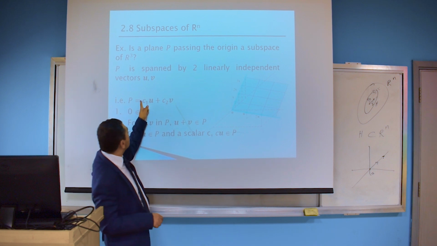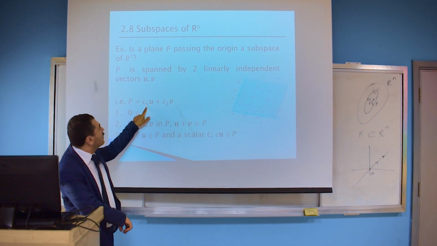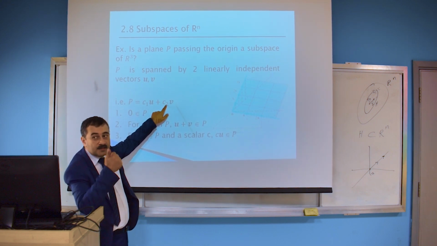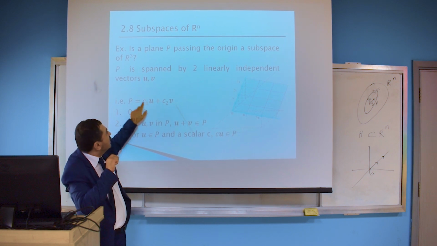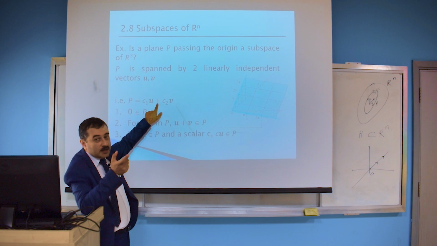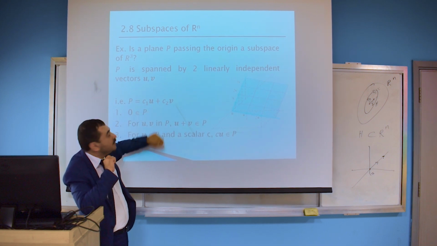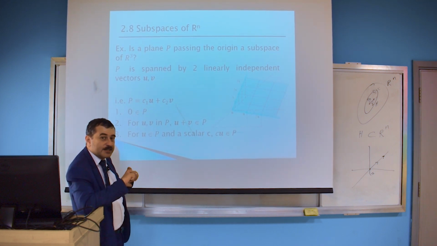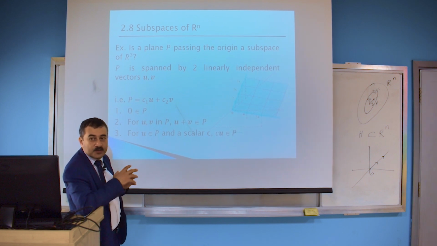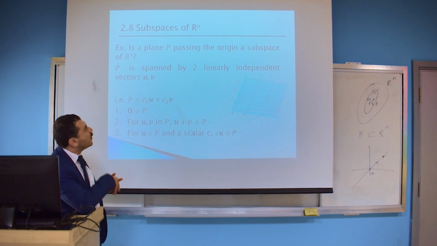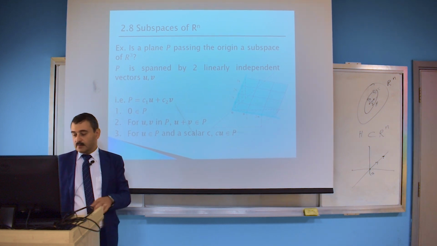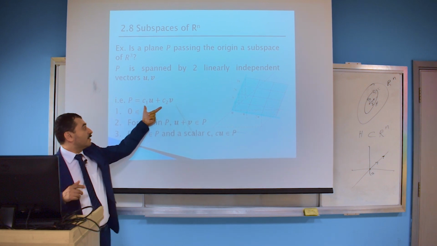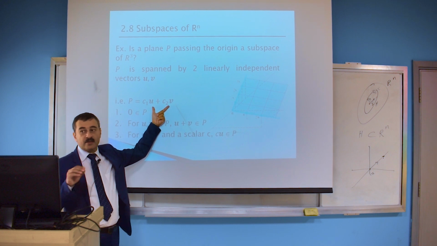Actually, if you look at this expression for the span, if you put c equal to 0, we guarantee that the 0 is in the plane. If you put c1 and c2 equal to 1, we guarantee that the sum is inside the plane. If you put c2 equal to 0, the scalar multiple of u is inside the plane. So actually any span would be a subspace. And this is what we have to satisfy for defining a subspace: you have to guarantee that the linear combination of vectors remains on the plane.